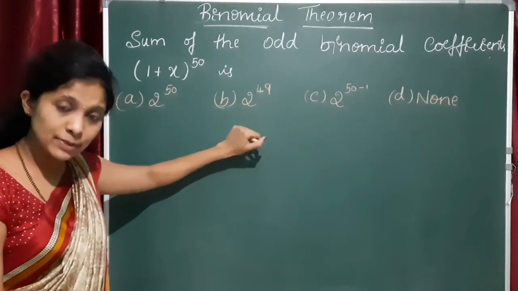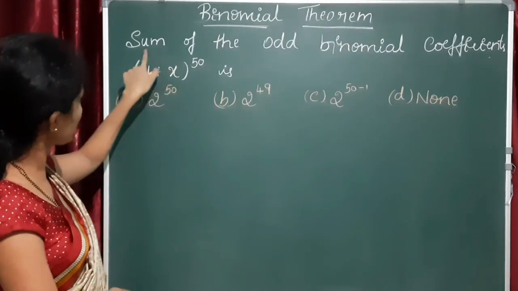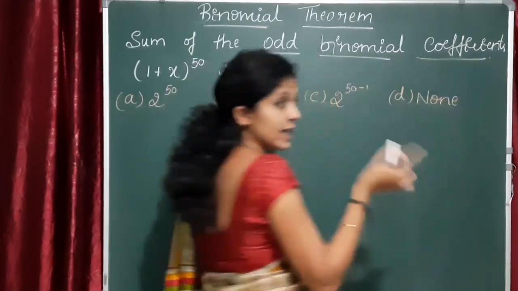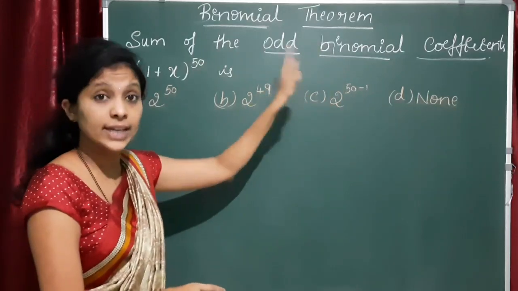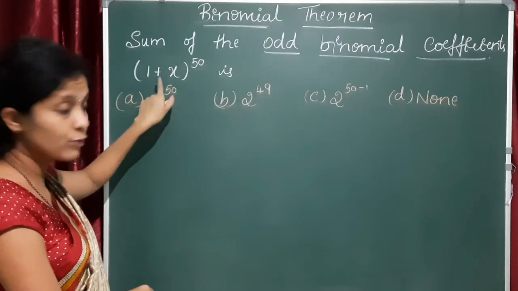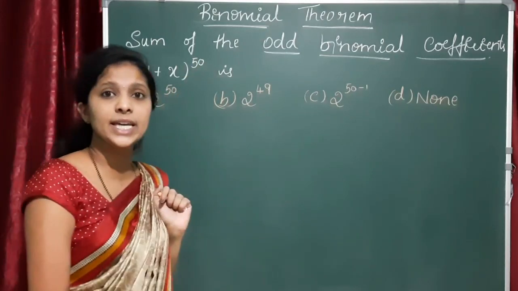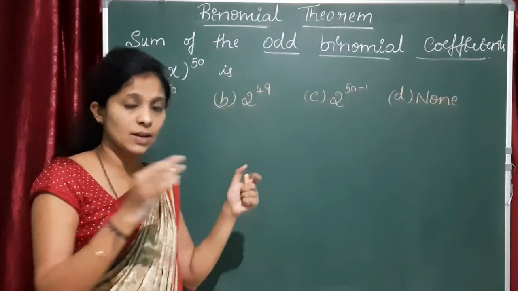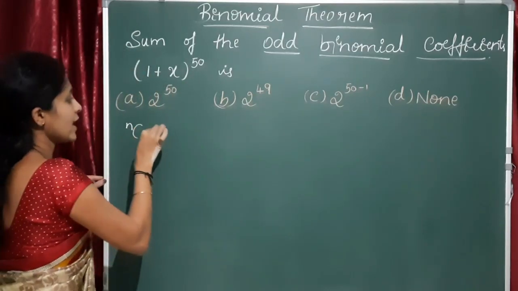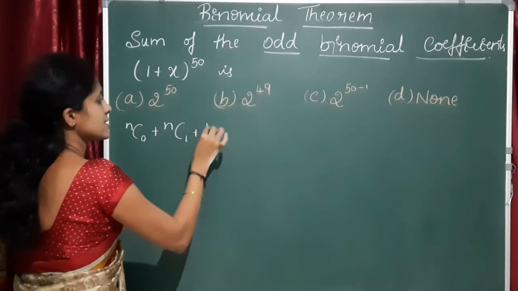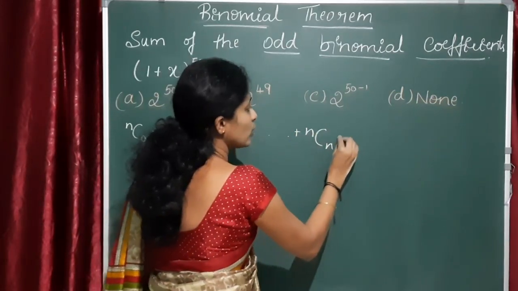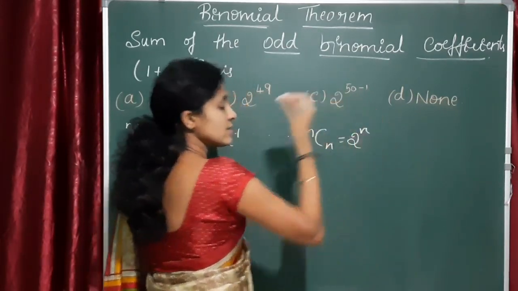Actually this problem is simple when you know the standard result. What you have to find? The sum of the odd binomial coefficients. See, it is not the sum of the coefficients. Here you are finding the sum of the odd binomial coefficients in the expansion of (1 plus x) to the power 50. I hope you have studied some standard results in combinations. nC0 plus nC1 plus nC2 till nCn is always equal to 2 to the power n. This is one standard result.